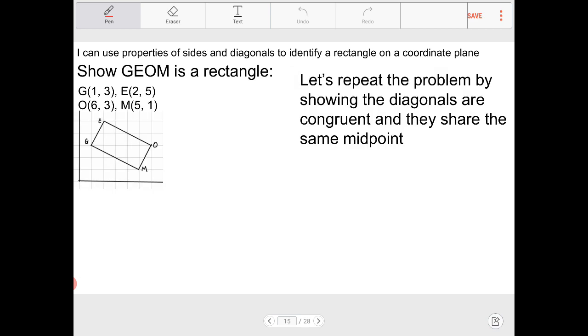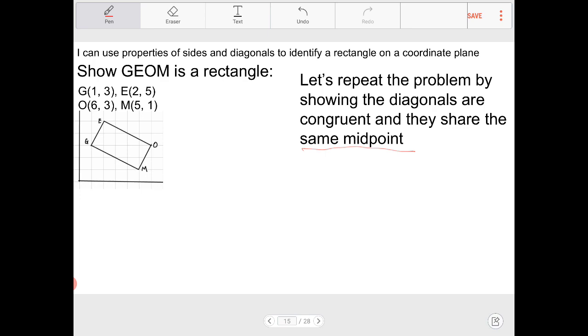We're going to approach the same problem again, but a little differently. We're going to repeat the problem by showing that diagonals are congruent and that they share the same midpoint, as I've suggested in the beginning of this lesson. You can, of course, show that this is a parallelogram by finding that the diagonals share the same midpoint. You can also always find that opposite sides are parallel or opposite sides are congruent, but we're going to approach it this way. Pause the video for a moment to see if you can do this on your own.